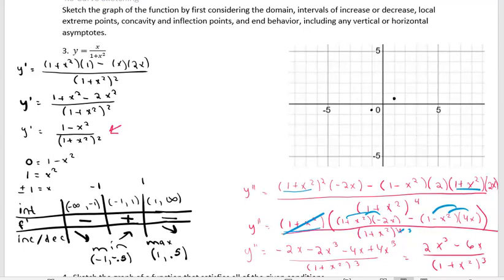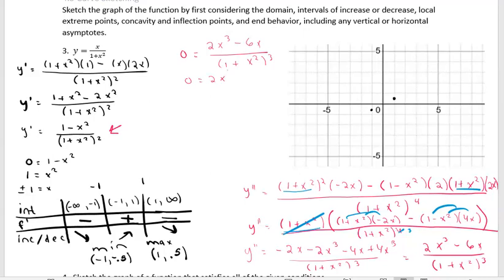I'm running out of space going down that way, so I'm going to finish it up here. But we need to take our second derivative and set it equal to 0. So 0 now is going to equal our 2x to the third minus 6x all over 1 plus x squared to the third. We're not going to get any zeros out of that denominator. The only way we're going to get a 0 is from the numerator.